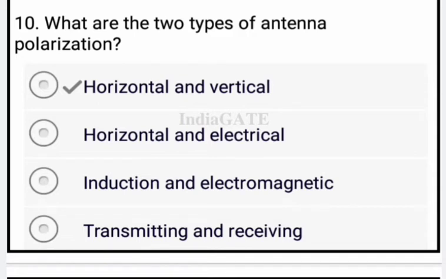What are the two types of antenna polarization? The correct answer is horizontal and vertical. So option A is your correct. Next question.